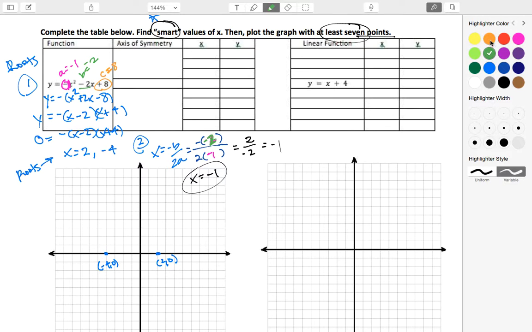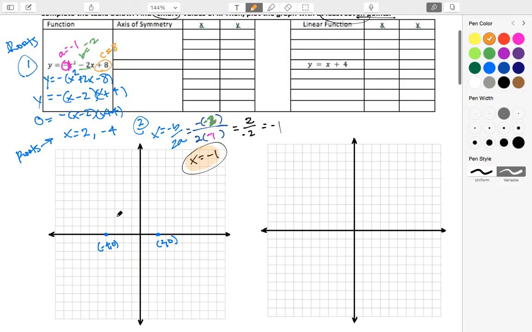All this represents is the axis of symmetry and also the x coordinate of the vertex. So here we'll find x equals negative 1 right here, and we'll create some dash marks like so. We recognize that's our axis of symmetry, x equals negative 1.